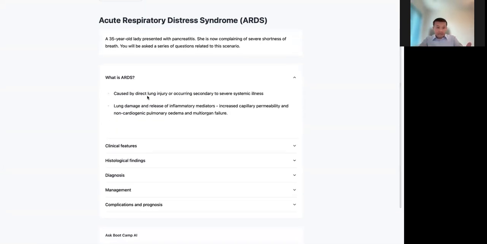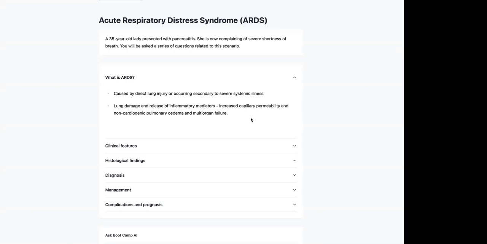So it's caused by either direct lung injury or indirect, secondary to a very severe illness. It is the lung damage and the release of inflammatory mediators, leading to increased capillary permeability and non-cardiogenic pulmonary edema and multi-organ failure. This is a classic definition. I don't want you to only remember the classic definitions, of course you have to say these in the exam, but I'm going to push you one step further and tell me why would pancreatitis, for example, lead to ARDS. Pancreas is in the abdomen, way deep in the retroperitoneal space.